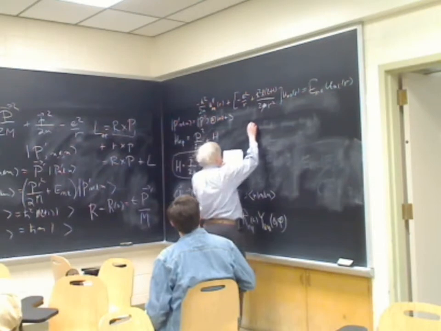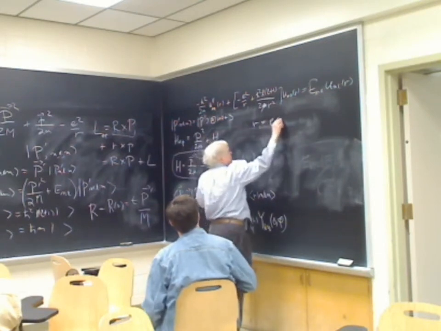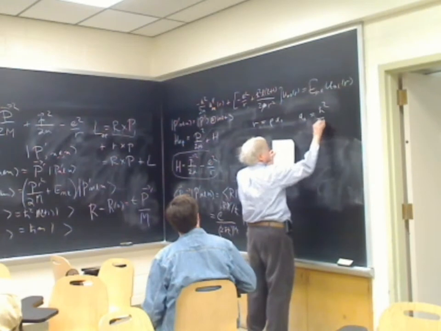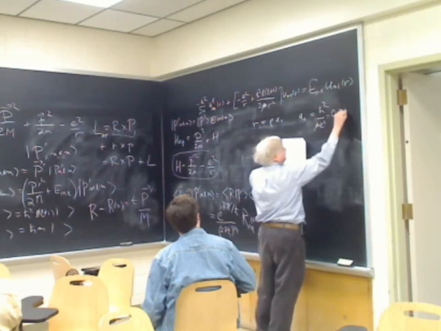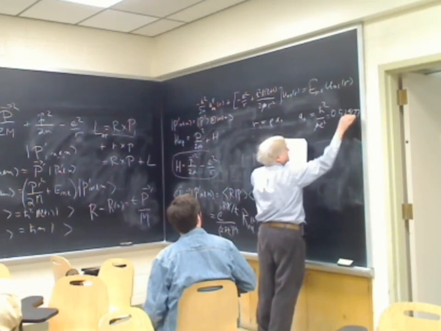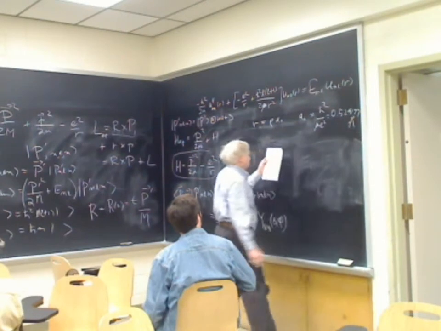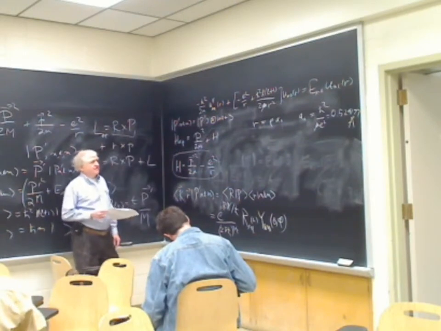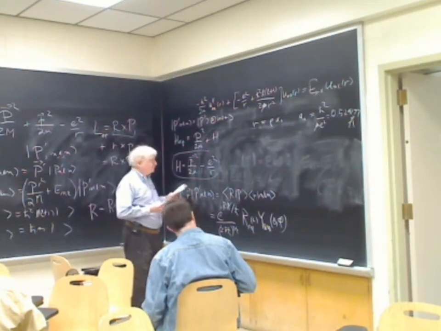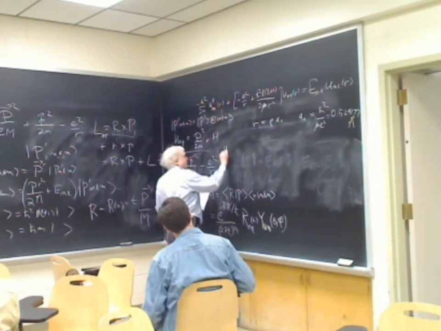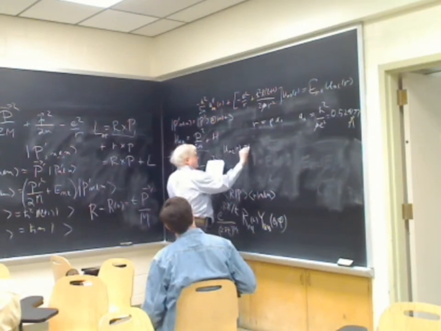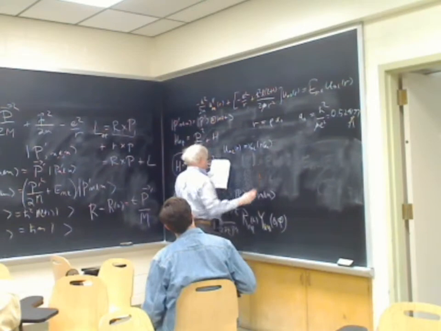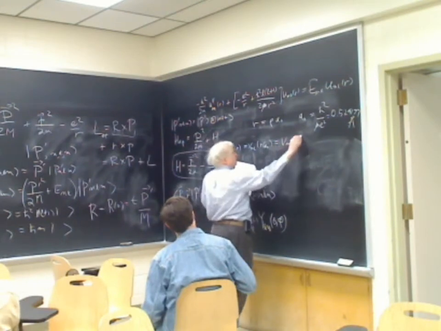We're going to change variables to r equals rho times a0, where a0 is the Bohr radius, which is h bar squared over mu e squared, which is 0.529177 angstroms. So it's basically half an angstrom, or 5% of a nanometer. So this is the Bohr radius. And then we're going to write u_nl of r equals v_nl of r over a0, which is to say v_nl of rho.